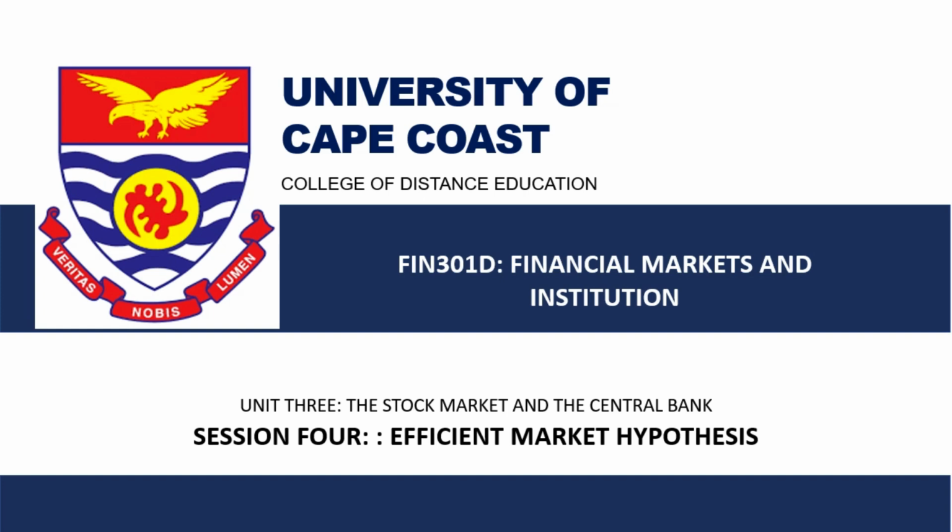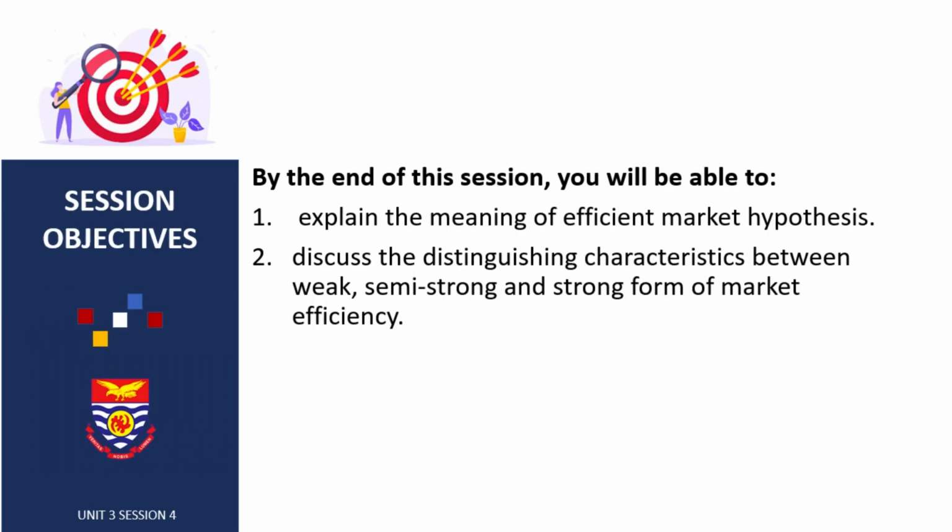Welcome to our financial markets course. We are on Unit 3, that is the stock market and the central bank. And here we are considering the efficient market hypothesis. So by the end of this session, you should be able to explain the meaning of the efficient market hypothesis and discuss the distinguishing characteristics between weak, semi-strong, and strong forms of market efficiency.